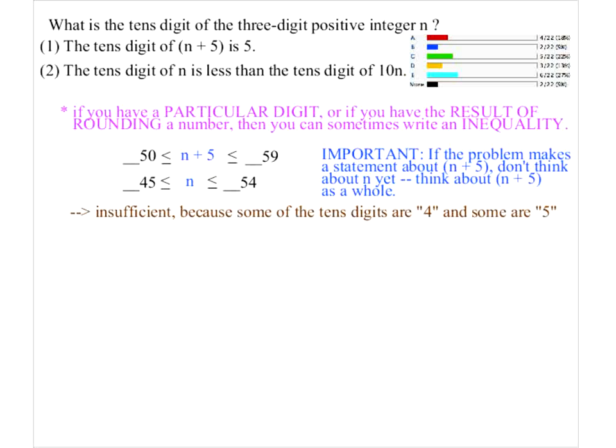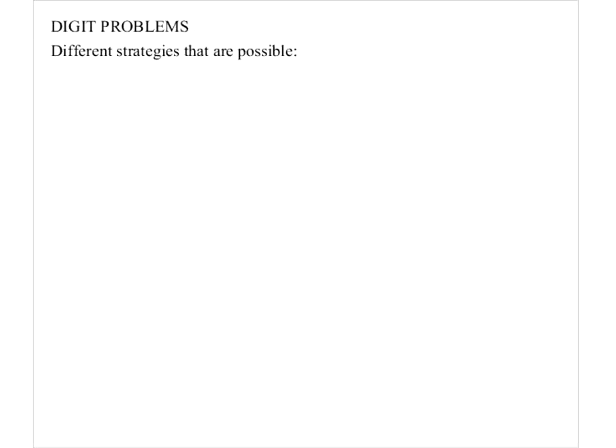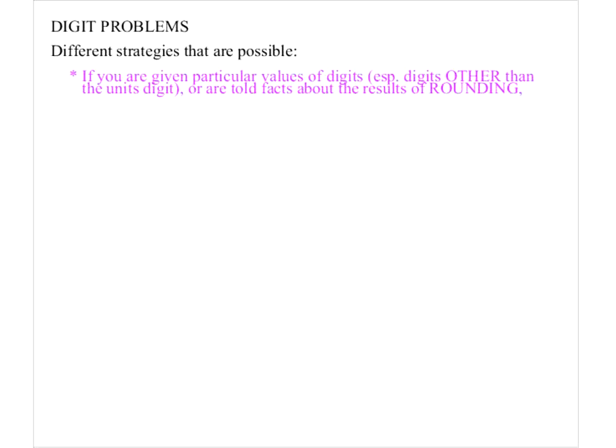We're going to get 3 takeaways from this, by the way, so this is really good. So one thing, different strategies that are possible on the digit thing. If you are given particular values of digits, especially digits other than the units digit, or are told facts about the results of rounding, then you can write an inequality.